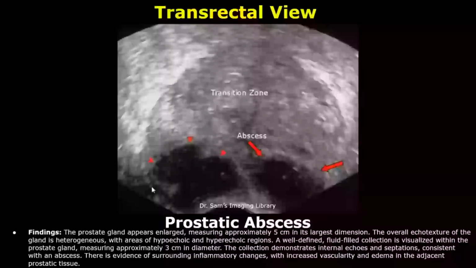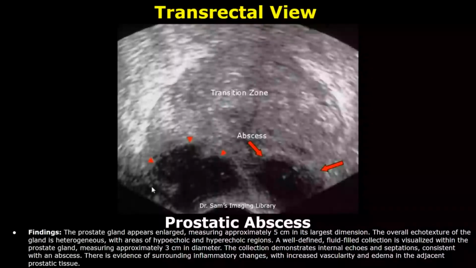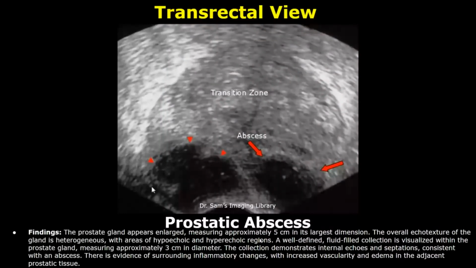This is a case of prostatic abscess. These are the findings. The prostate gland appears enlarged, measuring approximately 5 centimeters in its largest dimension. The overall echo texture of the gland is heterogeneous, with areas of hypoechoic and hyperechoic regions.